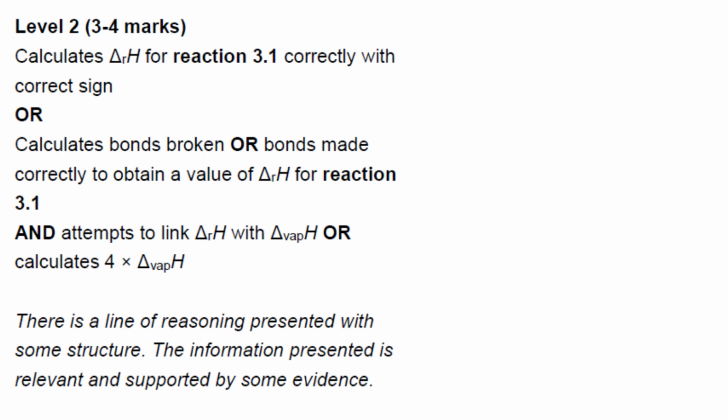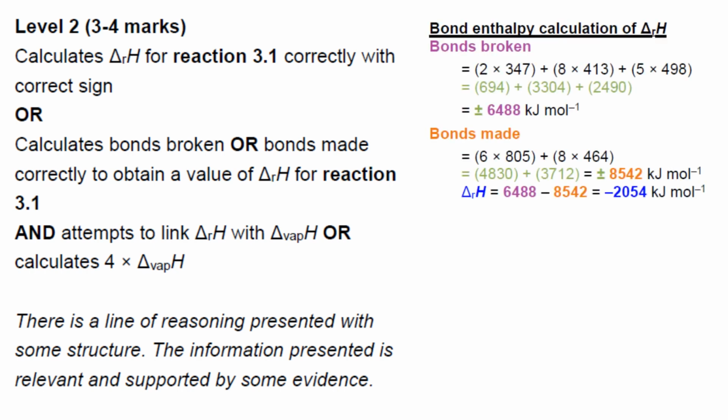So let's analyze the mark scheme for that question. Now, getting to 3 or 4 marks is fairly straightforward, because all you have to do is make sure that you've done the bond enthalpy calculation in the same way that we've been doing throughout this video. Now, in the mark scheme, they mentioned bonds broken. That's the same as the bonds in the reactants. And they mentioned bonds made, which is the same as the bonds in the products.